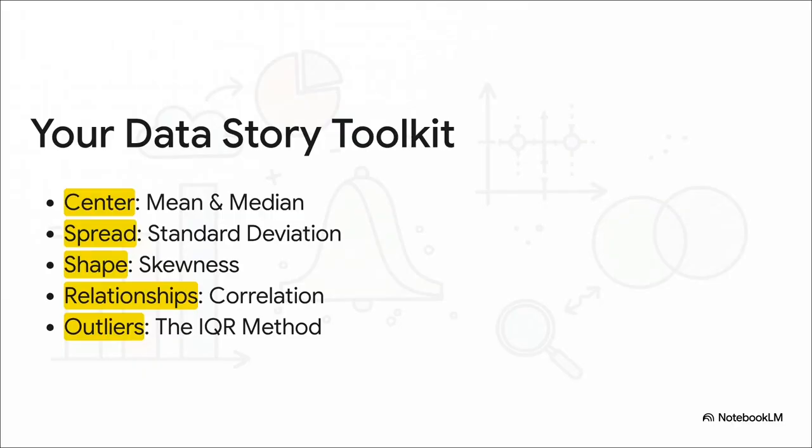And there you have it, your very own data detective toolkit. You've got tools to find the center with the mean and median, to measure the spread with standard deviation, to check the shape with skewness, look for relationships with correlation, and hunt for outliers with the IQR method. With just these 5 concepts, you can turn any chaotic list of numbers into a story that actually makes sense.